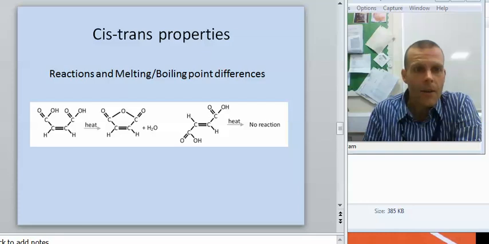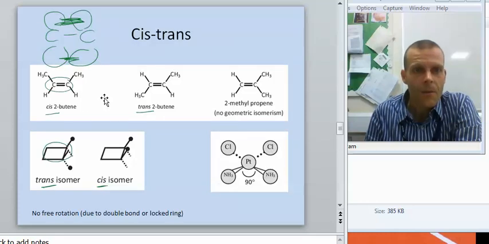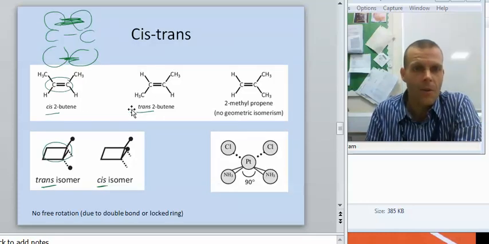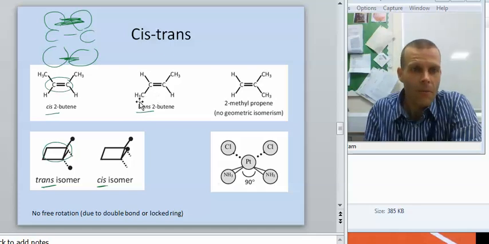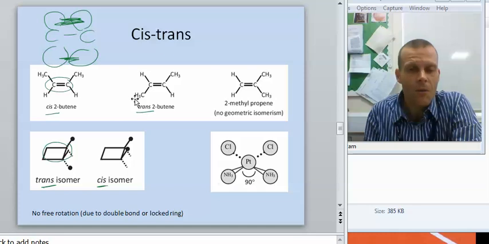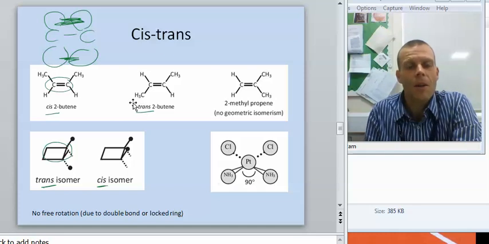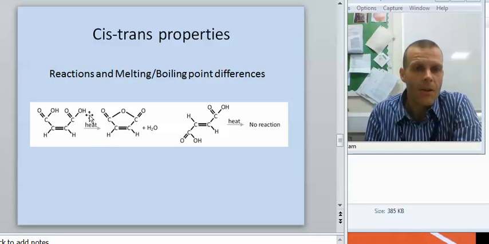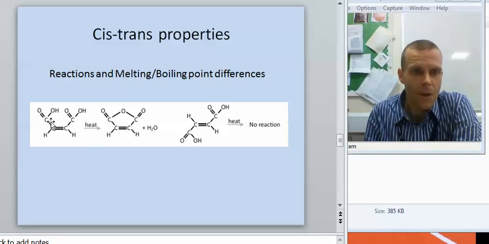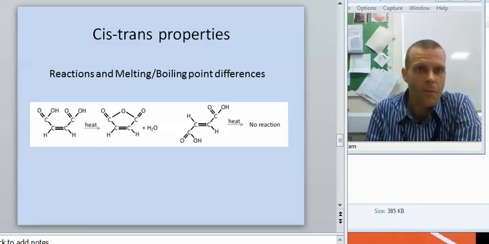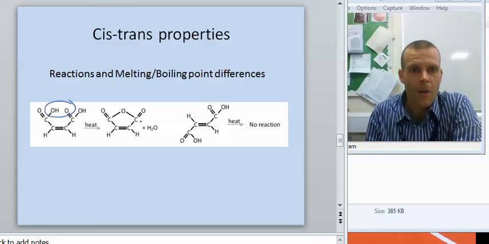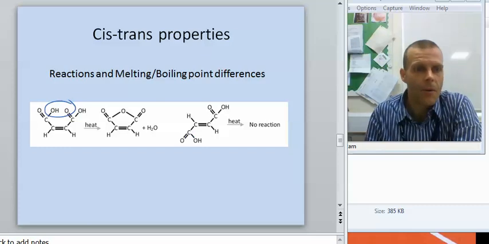Now that can give us slight differences in physical properties. So depending on how things pack together, we might find that the van der Waals forces, the London dispersion forces are slightly stronger, in which case we have a slightly higher melting point. And in rare occasions, we might find that 2 groups, because of the structure of the molecule, have ended up in close proximity, and they can actually react with each other, and we end up with a whole new compound. Whereas if they're trans, like this, it's not going to happen for us.